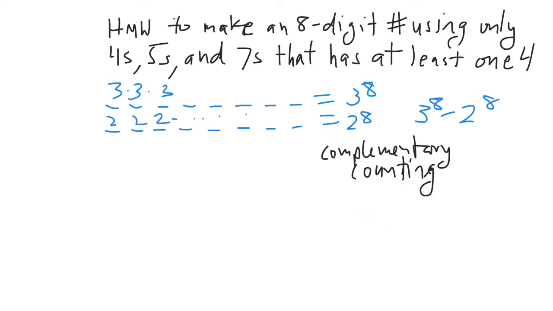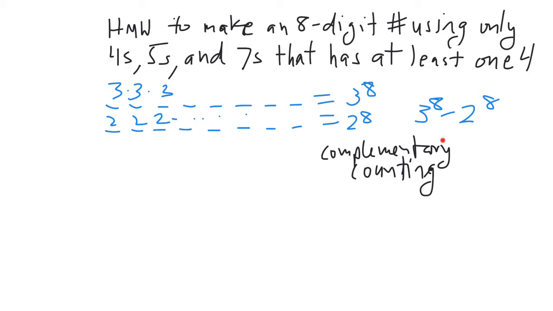Now I want to return to a problem that we did previously that we solved with the fundamental counting principle, but what we're going to see is maybe easier to solve with combinations, or makes more sense, especially if the question gets more difficult. So how many ways are there to make an 8-digit number using only 4s, 5s, and 7s that has at least one 4?